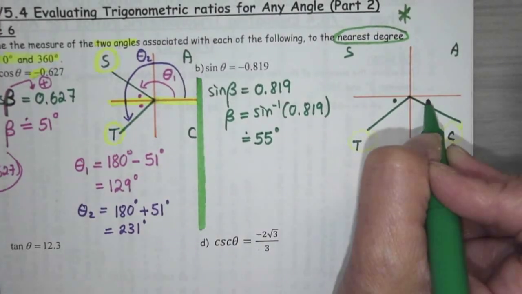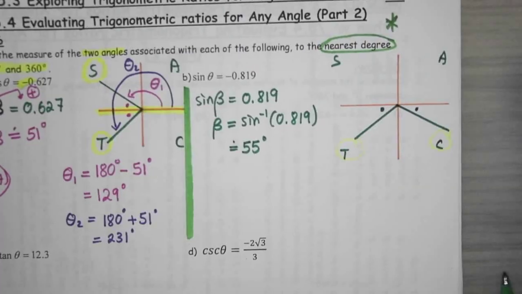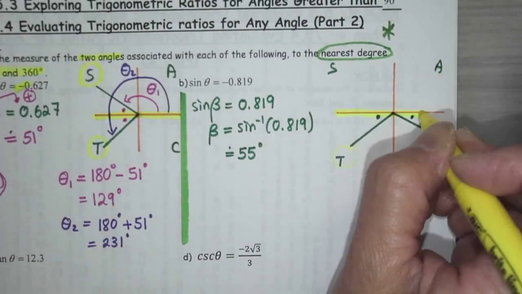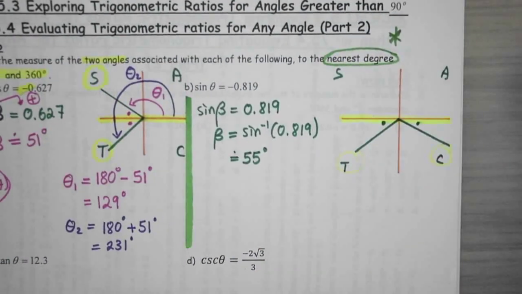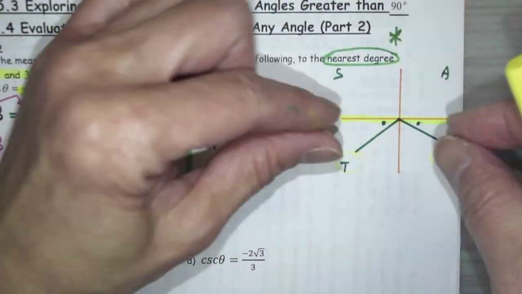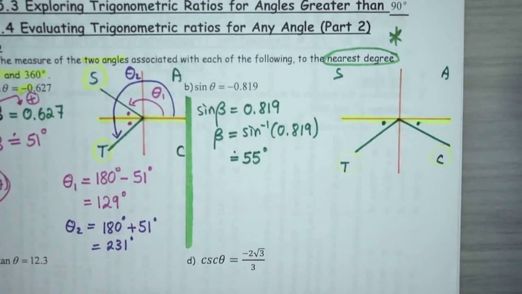Always close to x, always close to x. My x is the only one that's important. It's between the terminal arm and the x-axis, never any other direction. Always between the terminal arm and the x-axis. Remember I said you're making like a bow tie. It only goes towards the x-axis that way, never the other way.